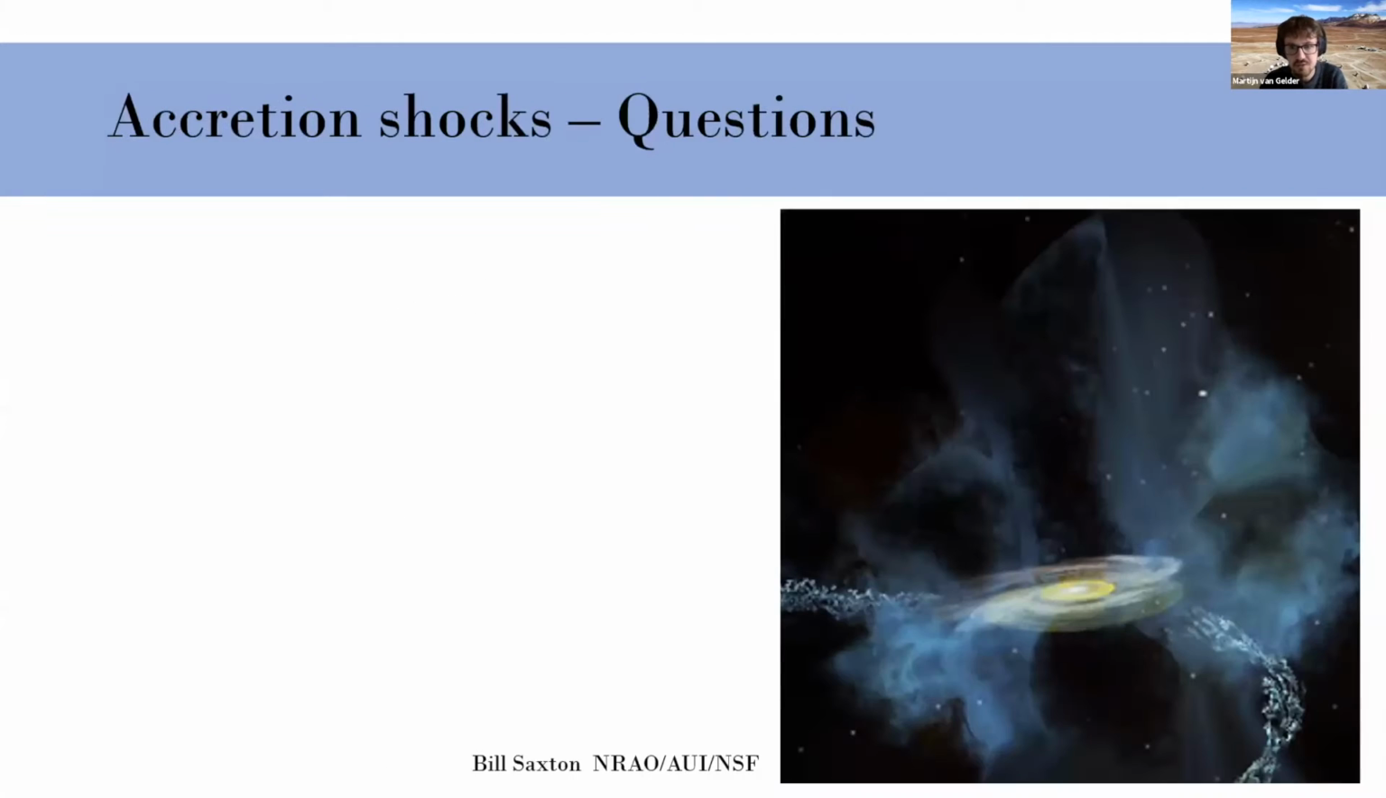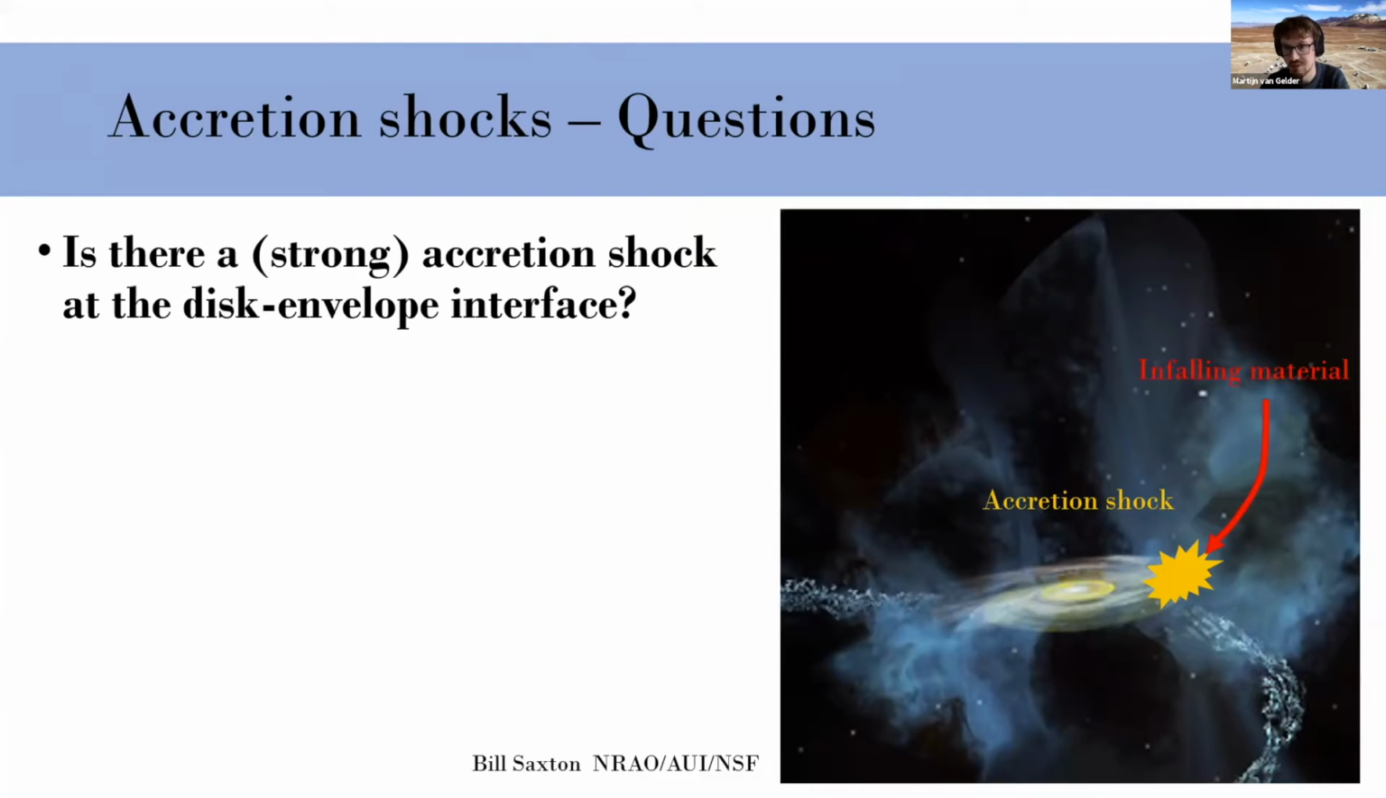So zooming in on this picture, we have this envelope disk system, basically. And what we have is that the envelope is actually falling onto this disk as the protostellar system is evolving. And there might or might not be an accretion shock at the disk envelope interface here. So one of the questions which arise from this is whether there is such an accretion shock, because it is not being undisputedly proven.